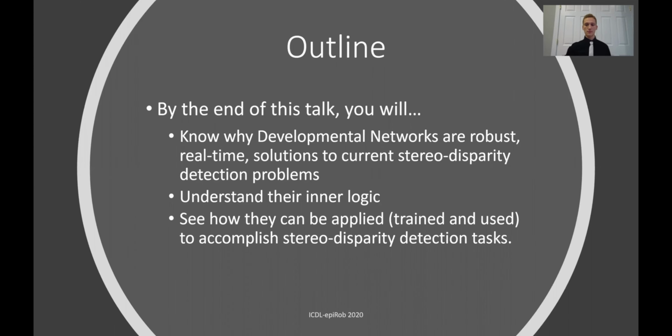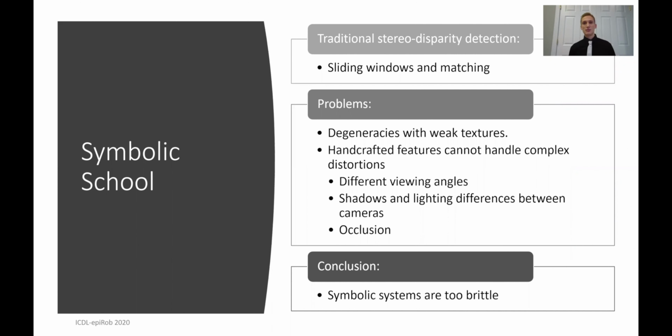practical example. Traditional stereo-disparity detection methods use some form of matching between small image patches in the left and right images. However, problems arise when the image patches have weak texture, meaning all the pixels in the patch have nearly the same RGB value. This results in many different disparity values indicating a strong match.